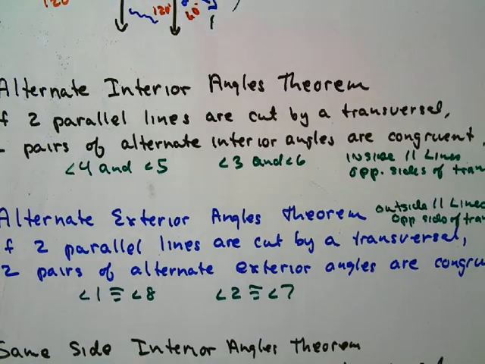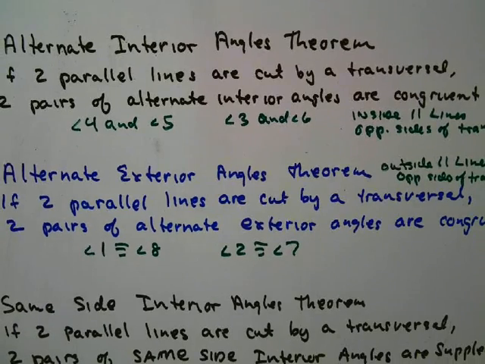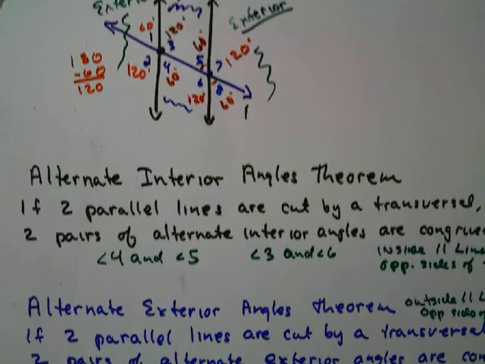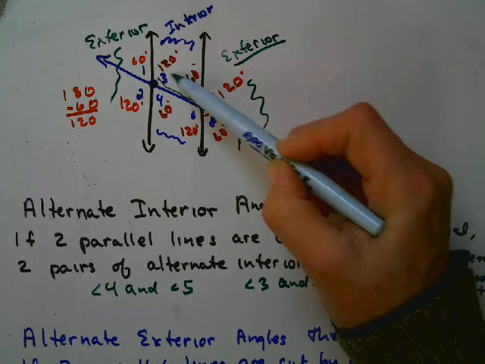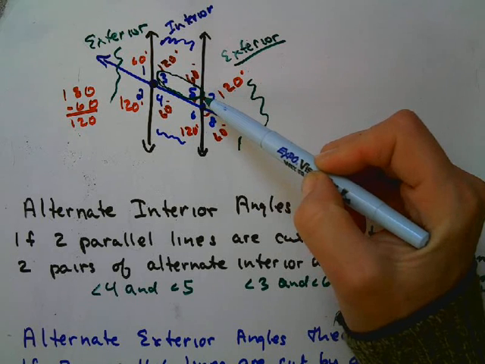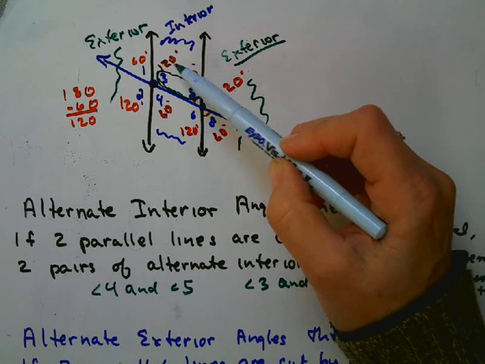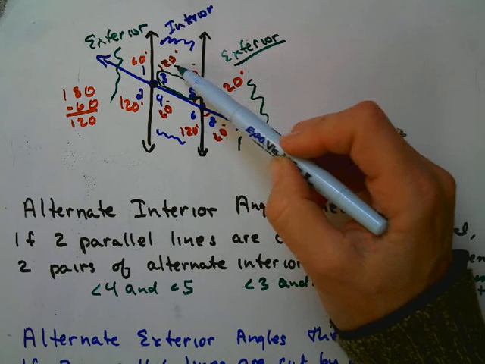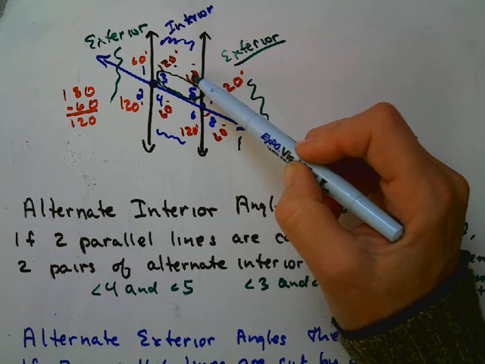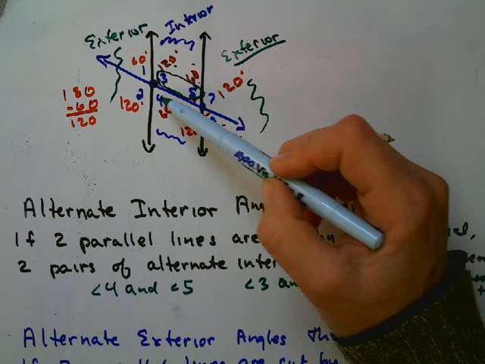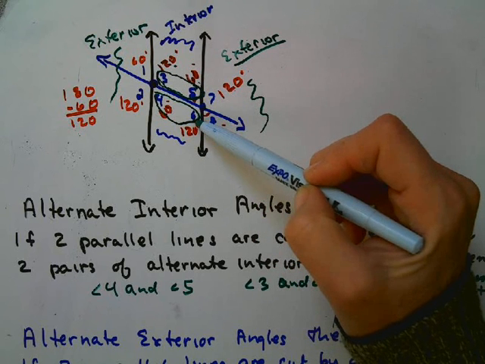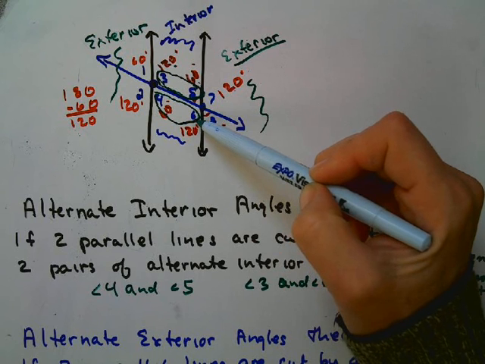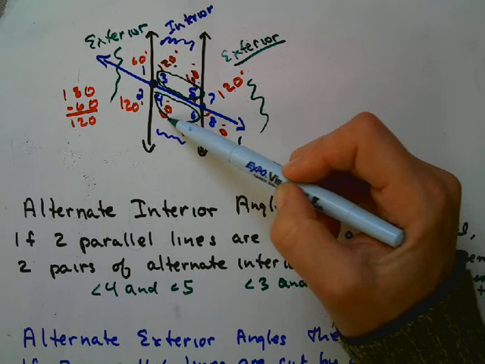Now let's look at same side. What if they're on the same side and they're inside the lines? So now let's look at 3 and 5, which would be on the same side of the transversal and inside the parallel lines. Notice 5 is 60 and 3 is 120. Well, together that's 180. That's a pair of supplementary angles. 4 and 6, same side of the transversal inside the parallel lines. So again, a 60 degree angle, 120 degree angle.